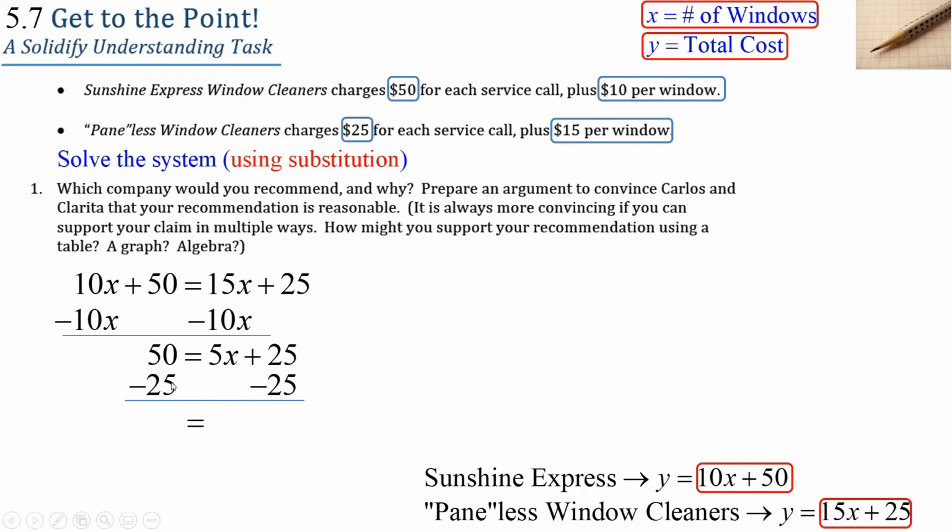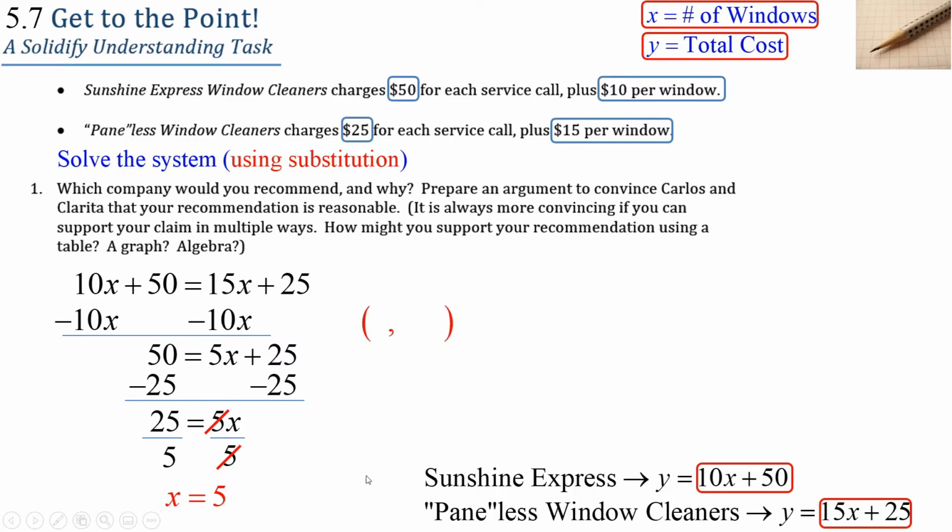Bring down the equals, and on the left 50 minus 25 is 25. And on the right we have the 5x, and the 25 minus 25 cancels each other out. So now we have to undo multiplication by 5 with division by 5. On the right hand side, the 5's cancel, leaving the factor of x, and I'm going to write that on the left. x equals, and what is 25 divided by 5? 5. So they are going to charge the same amount of money if they clean 5 windows.